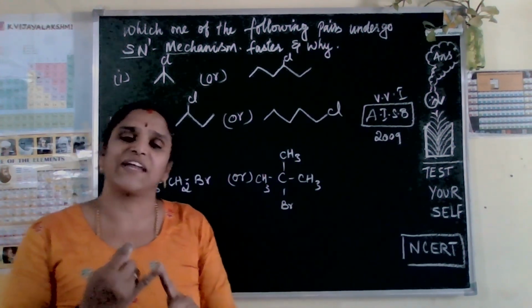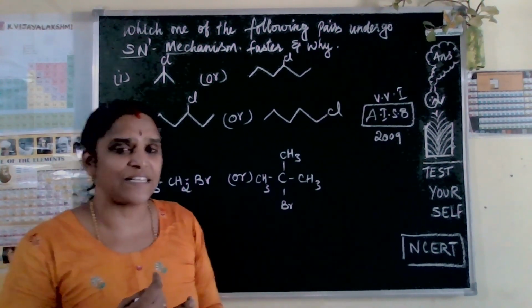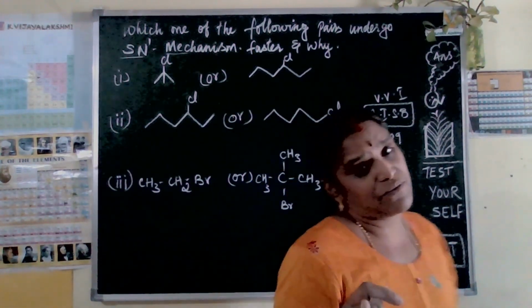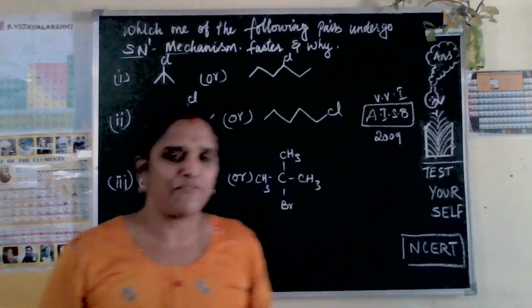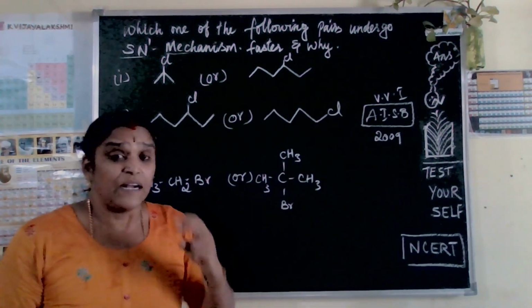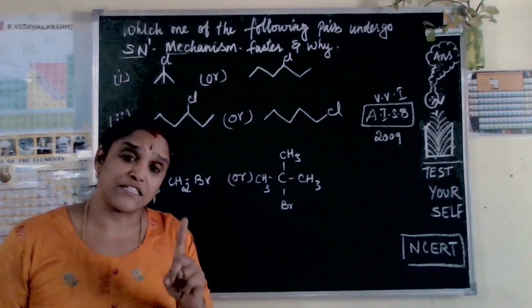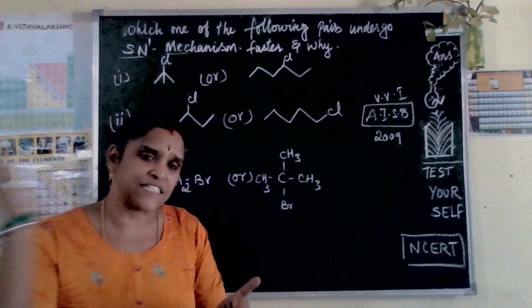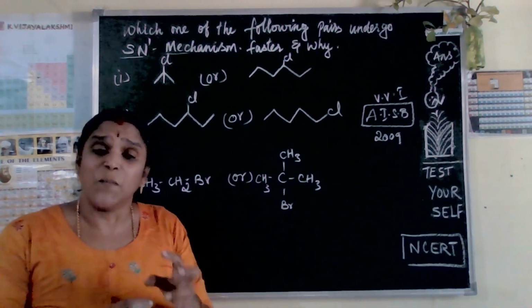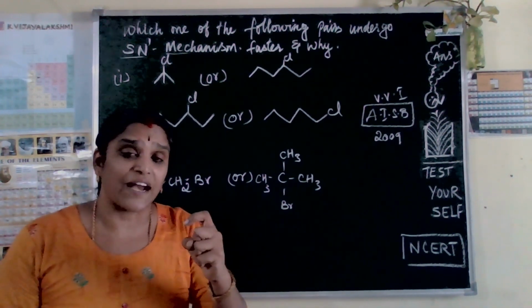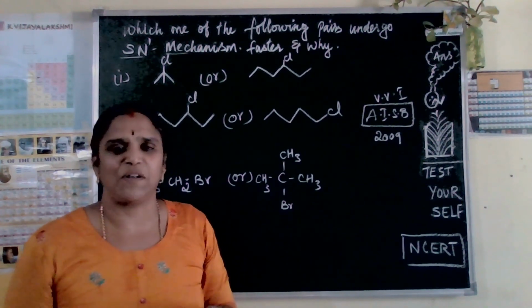First and foremost, the reactivity series. What is the reactivity series to be noted? Tertiary, secondary, primary, and methyl. So that is the first one. Then the second one, the two-step mechanism. First step, formation of carbocation. The second one, attack of nucleophile. In the same way here, the more stable the carbocation, the faster the reaction will take place.